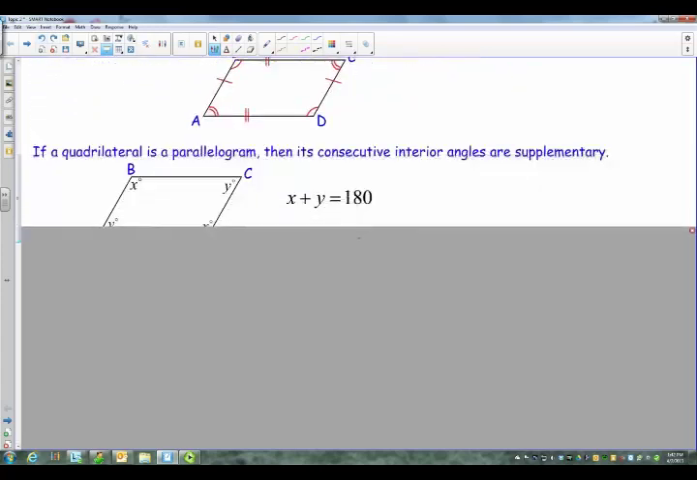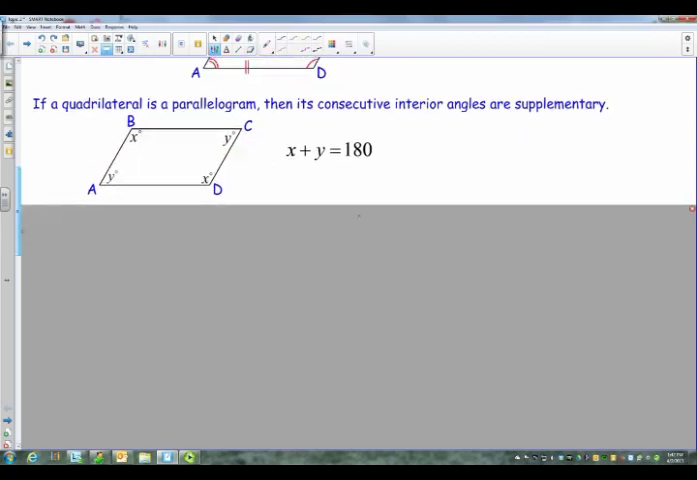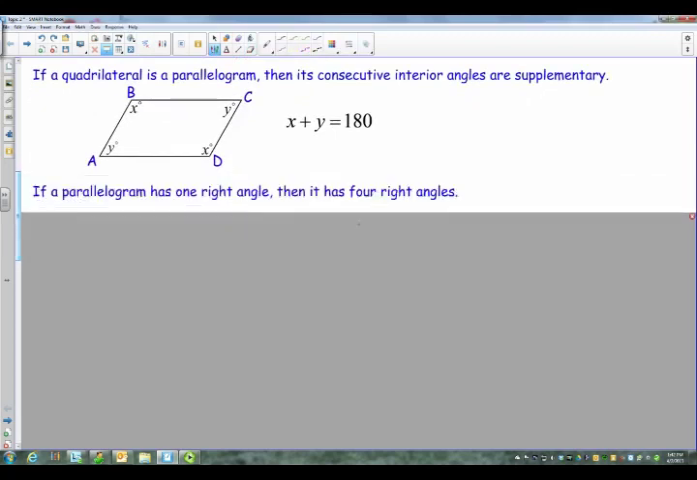Now, a few more. If a quadrilateral is a parallelogram, the consecutive interior angles are supplementary. Now, what that means is consecutive interior means they're right next to each other. So, in this case, you have X and Y. Those are consecutive interior. Okay, you have X and Y going this way. They are, again, consecutive interior, and we talked about those when we dealt with parallel lines. Those are supplementary, meaning they add up to 180 degrees. Okay, so you will be shown that again in the future.